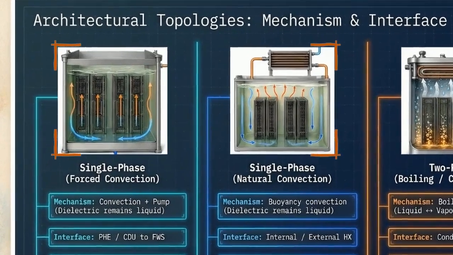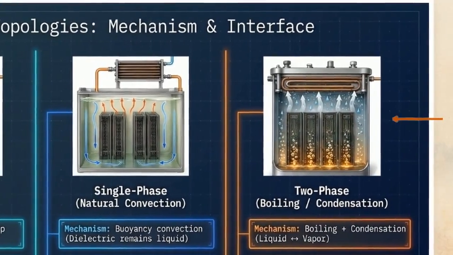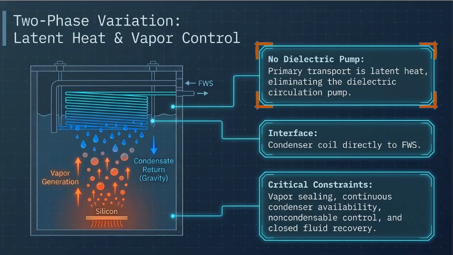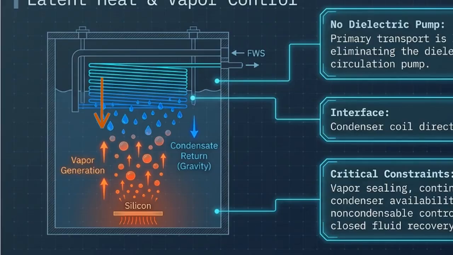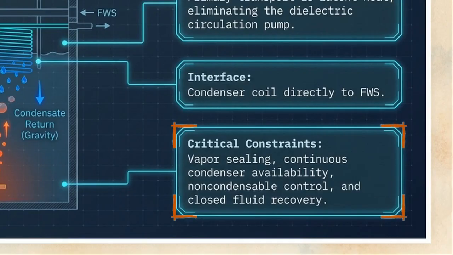Single-phase systems, relying on forced or natural convection, keep the fluid in a liquid state. 2-phase systems, on the far right, operate by allowing the fluid to boil, absorbing massive amounts of heat as it turns to vapor. 2-phase systems introduce unique engineering constraints. They eliminate the need for a dielectric circulation pump. Instead, vapor rises to a condenser coil, cools, and drips back down. This requires perfect vapor sealing and continuous, uninterrupted condenser availability to prevent pressure spikes.